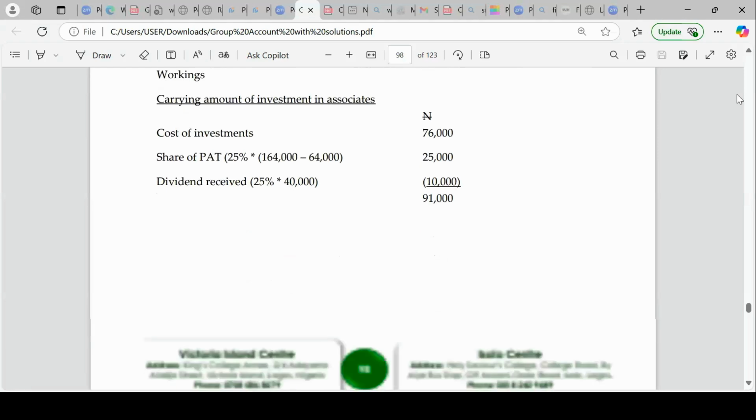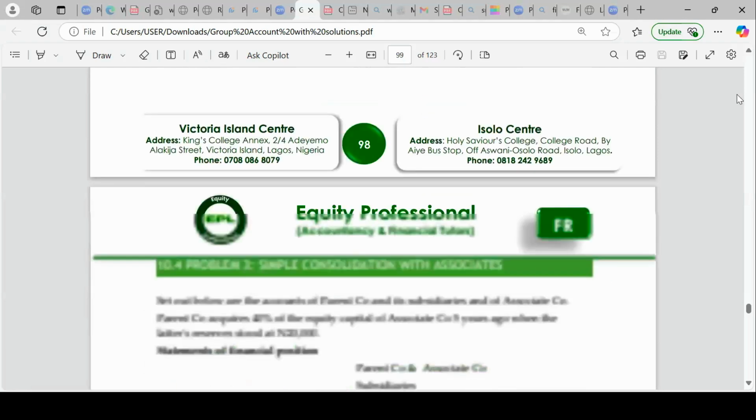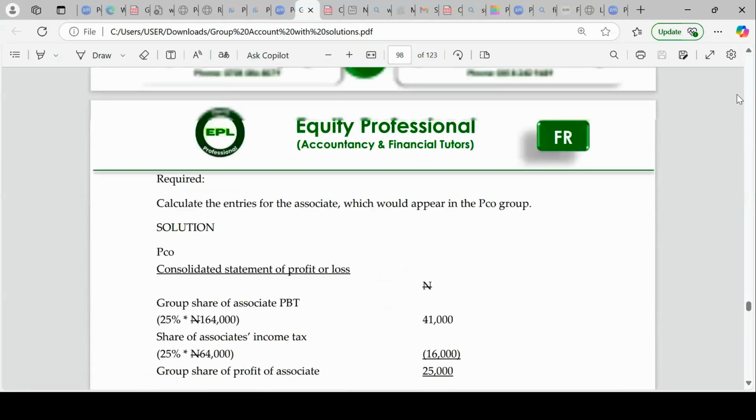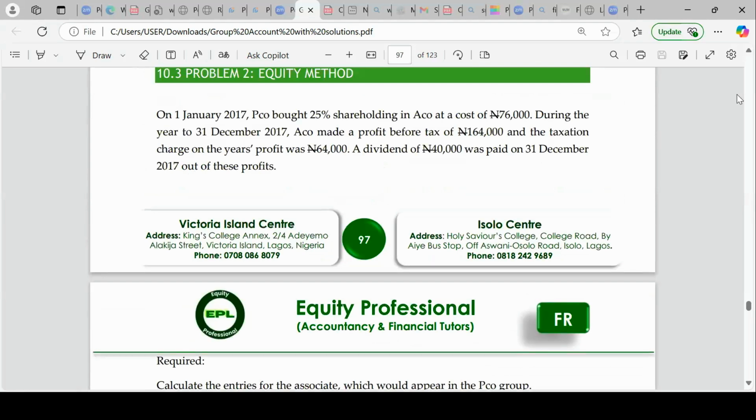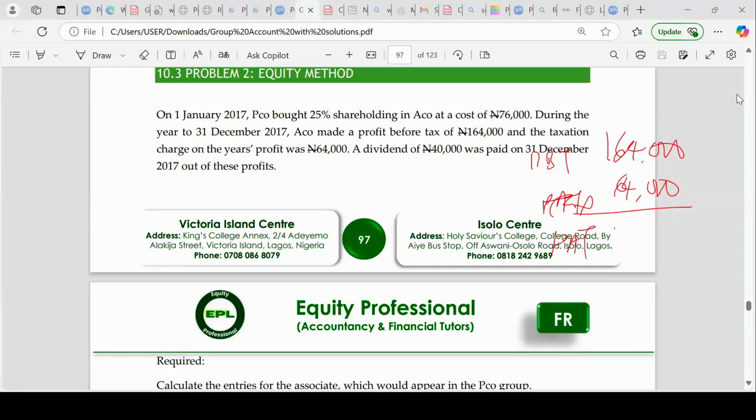All right. Let's make sense of the workings together. All the profit that was made, profit before tax, was 164,000. Then tax itself was 64,000, meaning that the profit after tax must have been 100,000. We'll come back to this. Out of this, a dividend of 40,000 naira was paid. We'll come back to this.